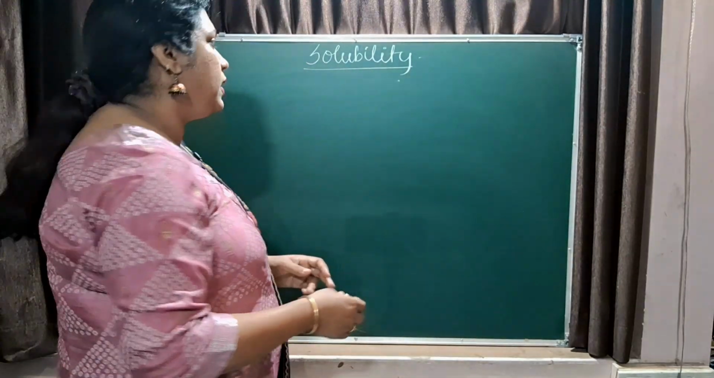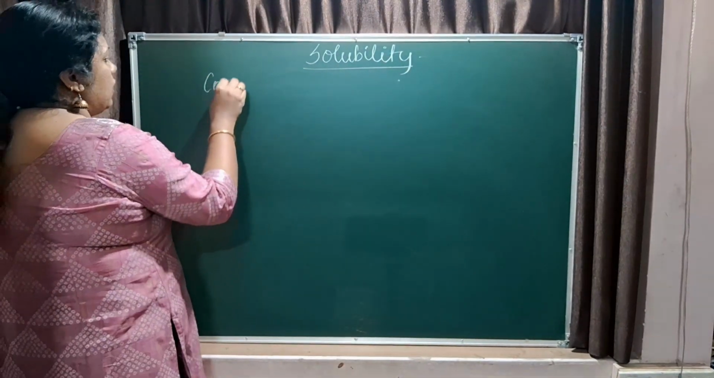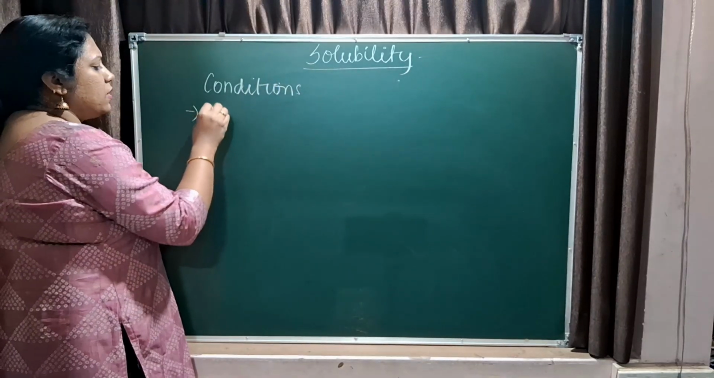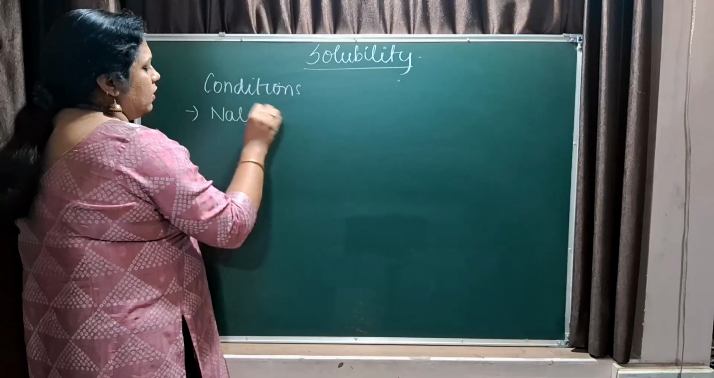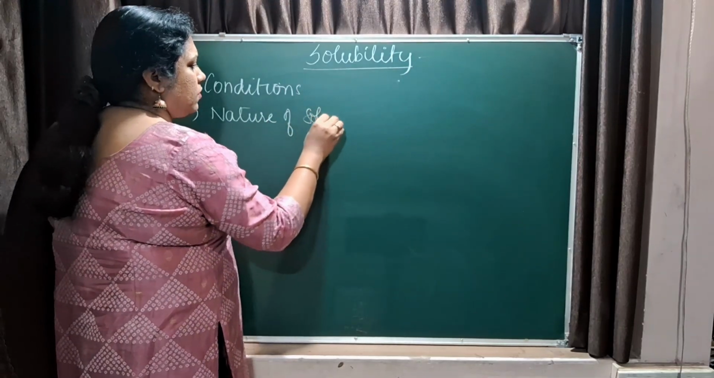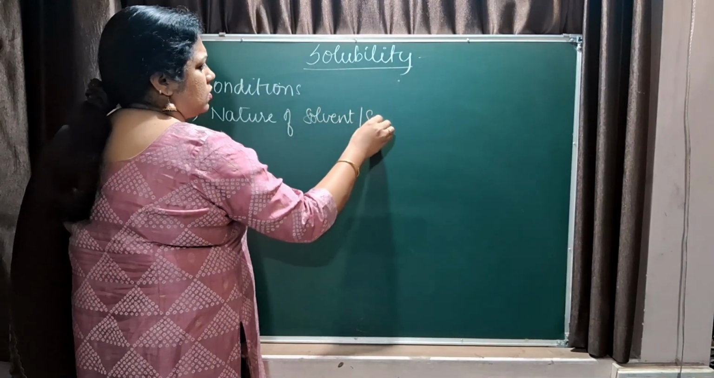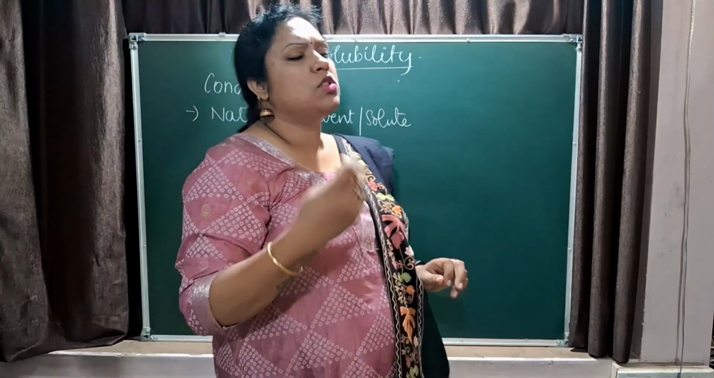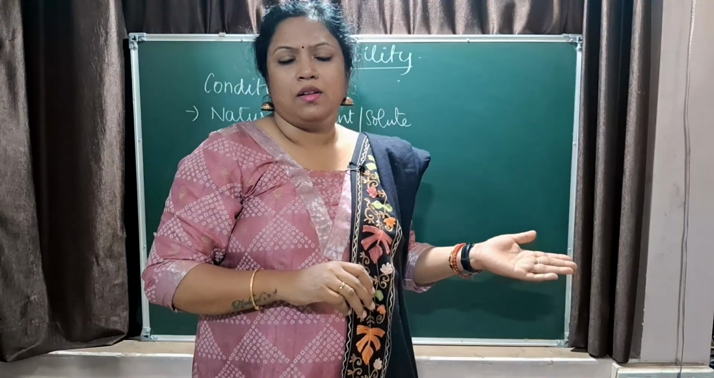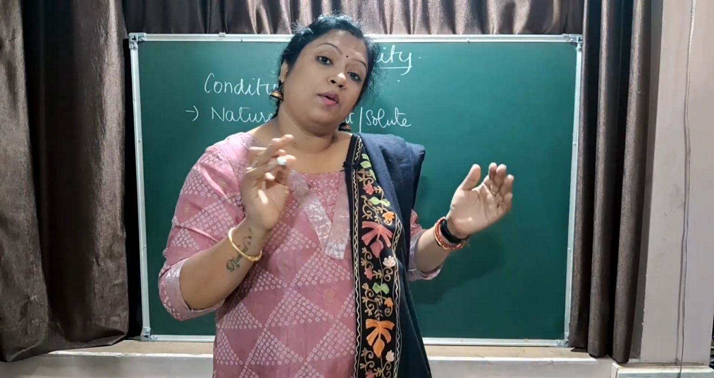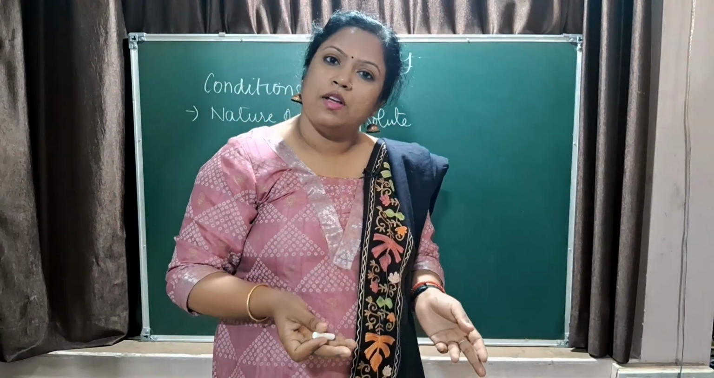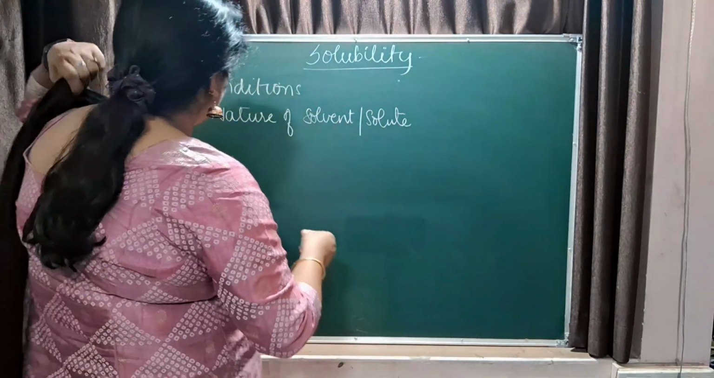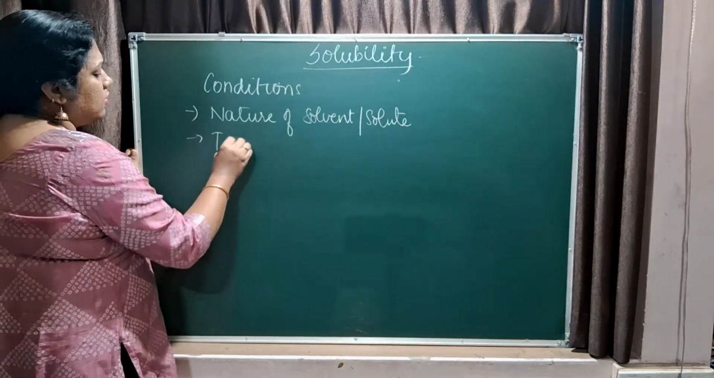Now for solubility, there are certain conditions required. In this, the first condition is the nature of the solvent and even the solute. For example, if I take salt and dissolve it in oil, then it will not be soluble, right? But if I take water as a solvent, then it will dissolve. So we have to find out that the correct solvent and solute are taken. Okay. Next is temperature.